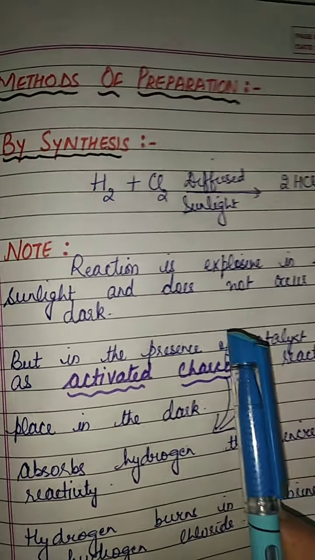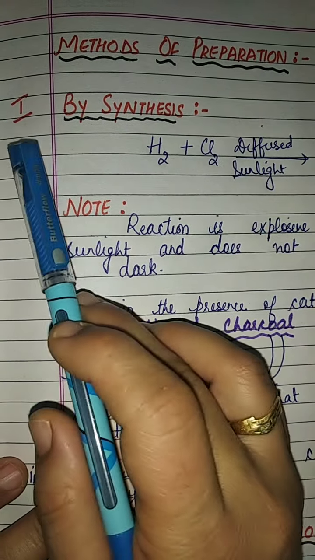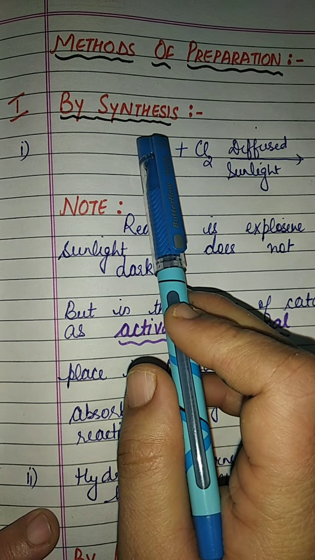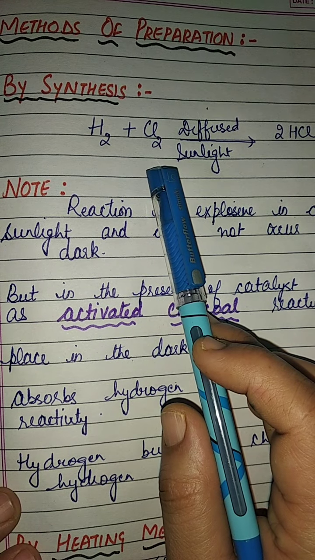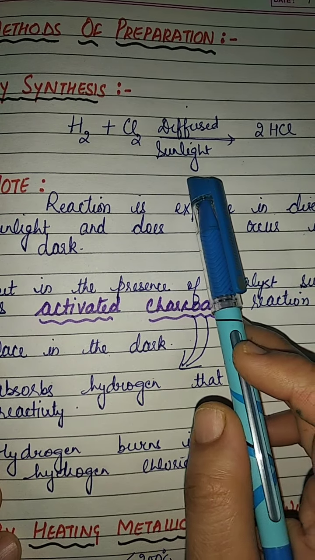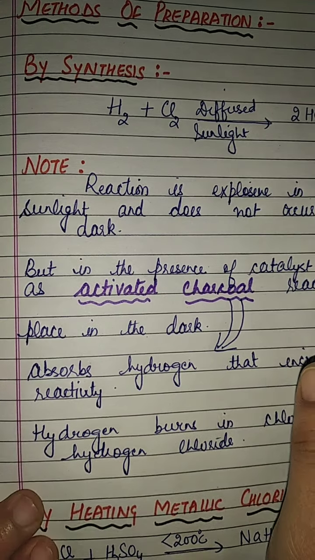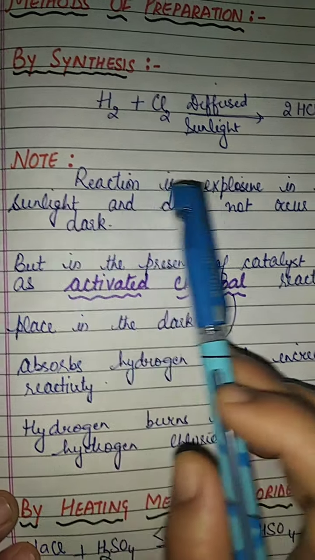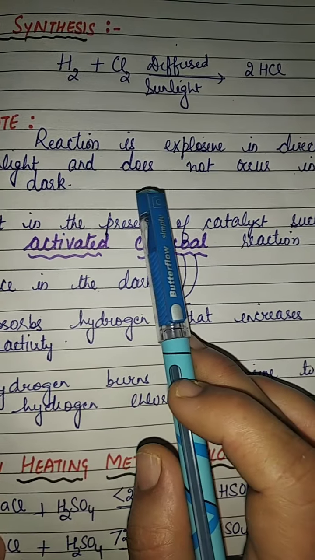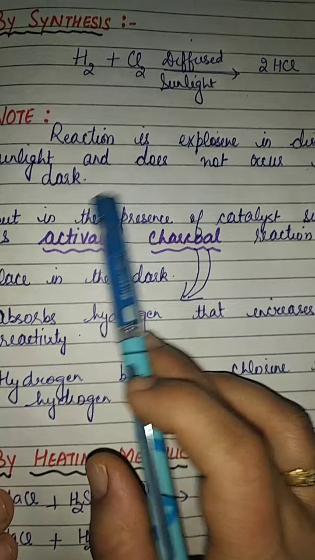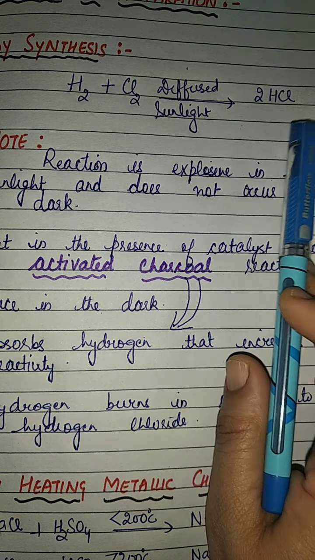Now the next topic is general methods of preparation of hydrogen chloride. First method is synthesis, or by direct combination. Hydrogen combines with chlorine in diffused sunlight and results in the formation of hydrogen chloride gas. There is one note regarding this reaction. The reaction is explosive in direct sunlight and it does not occur in the dark. So the condition is the reaction is possible only in diffused sunlight.